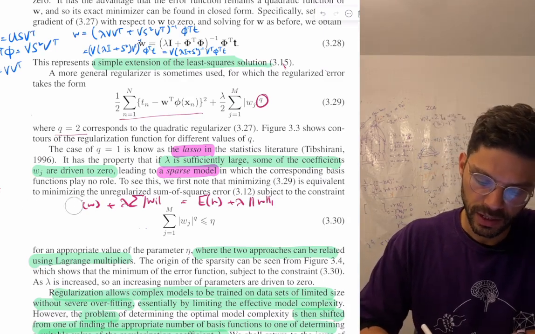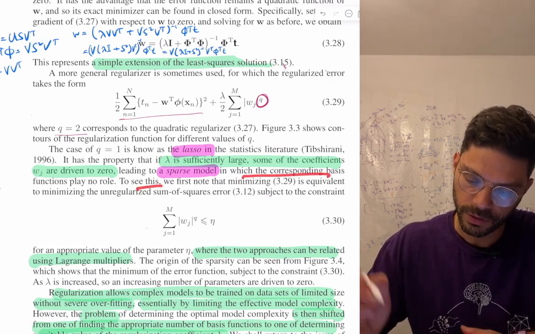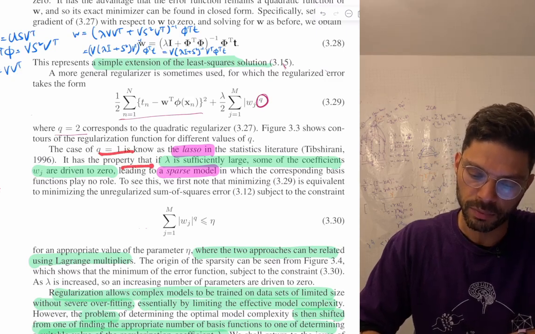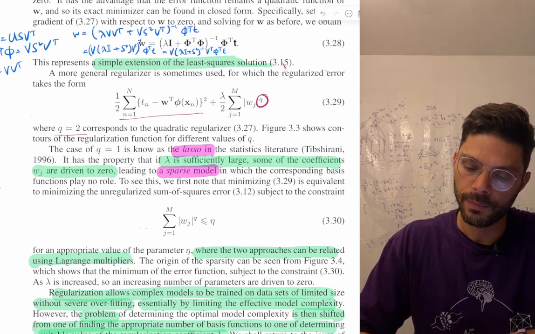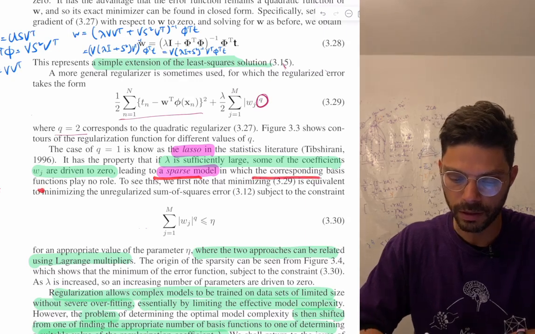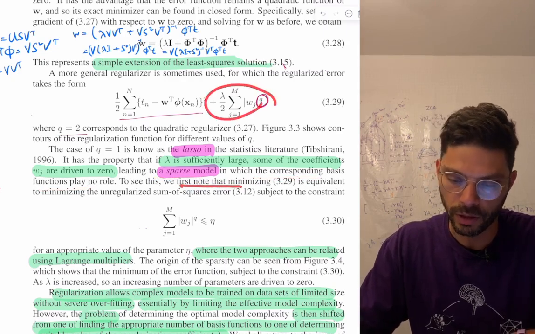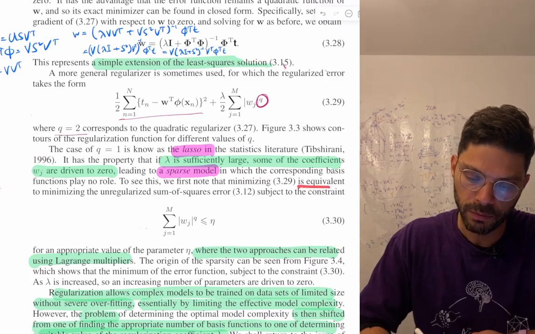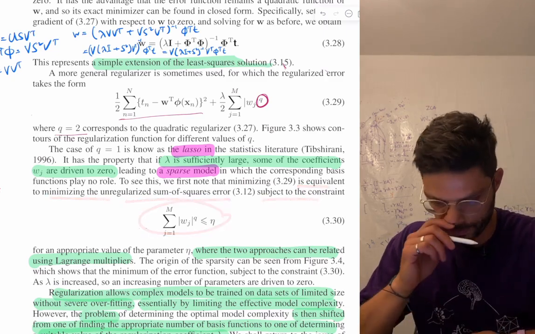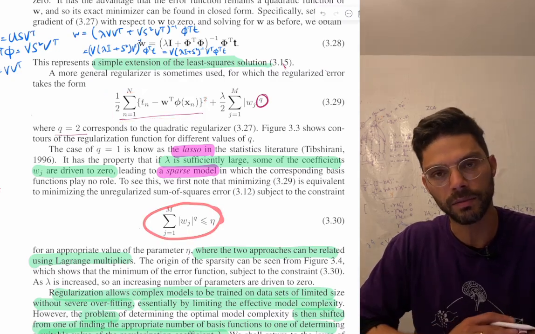Okay, let's see what the text is saying here. This is important. Let's back up a bit. The L1 case has the property that if lambda is sufficiently large, some of the coefficients Wj are driven to 0, leading to a sparse model in which the corresponding basis functions play no role. To see this, we first note that minimizing 3.29, for any q, is equivalent to minimizing the unregularized sum of squares function subject to the constraint. So we're going to minimize this subject to our solution living inside this ball.